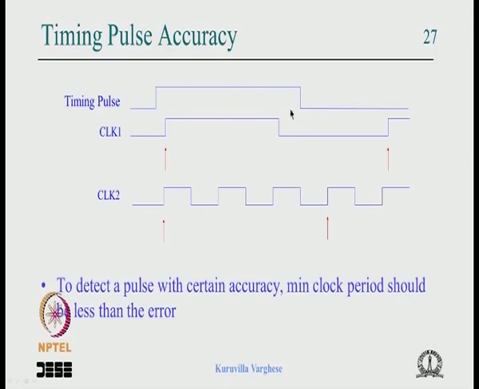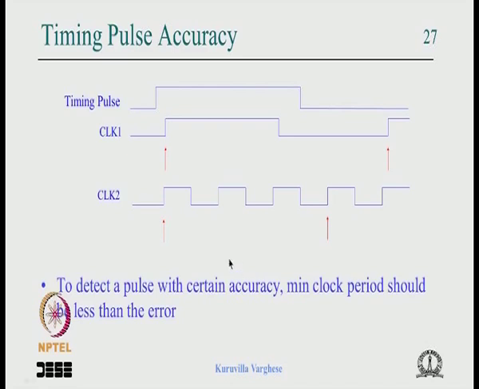It tells us that the clock period should be in that order, the clock edges should come within 10 nanoseconds. So that is what I have written: to detect a pulse with certain accuracy, the minimum clock period should be less than the error requirement. This is quite intuitive, but when you do many complex things you can tend to forget this.